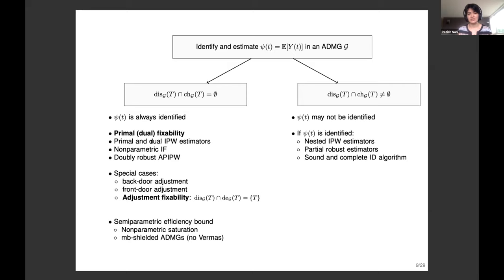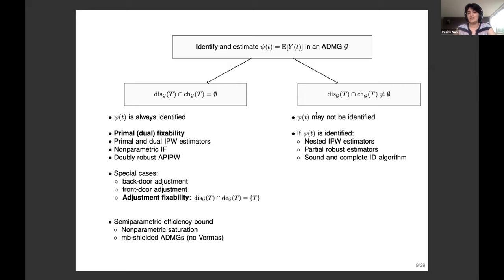I'm also going to briefly talk about adjustment fixability, where not only do the district and the children not intersect, but the district and the descendants of the treatment also intersect at the treatment itself and nothing else. On the right-hand side, if the treatment is not primal fixable, or in other words, if the district of the treatment and the children have some intersection, then the effect may not be identified.